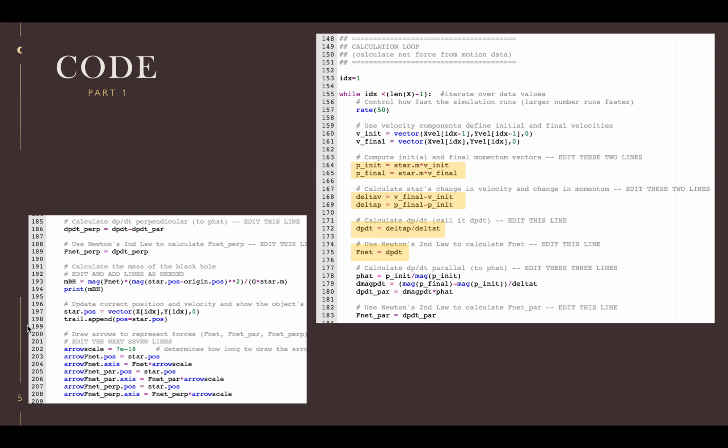Using these values, I found dp/dt, which is equal to net force, and then I found p hat by dividing the initial momentum by its magnitude, and the parallel component of net force was equal to the parallel component of momentum. The same applied to the perpendicular components, and then I calculated the gravitational force using the formula for gravity. Lastly, I updated the arrow formulas to reflect the above changes.